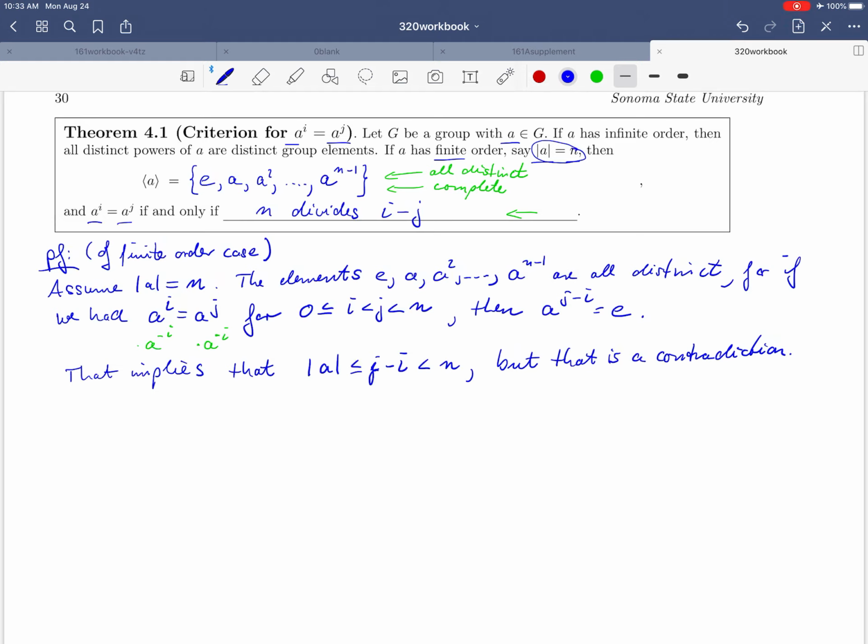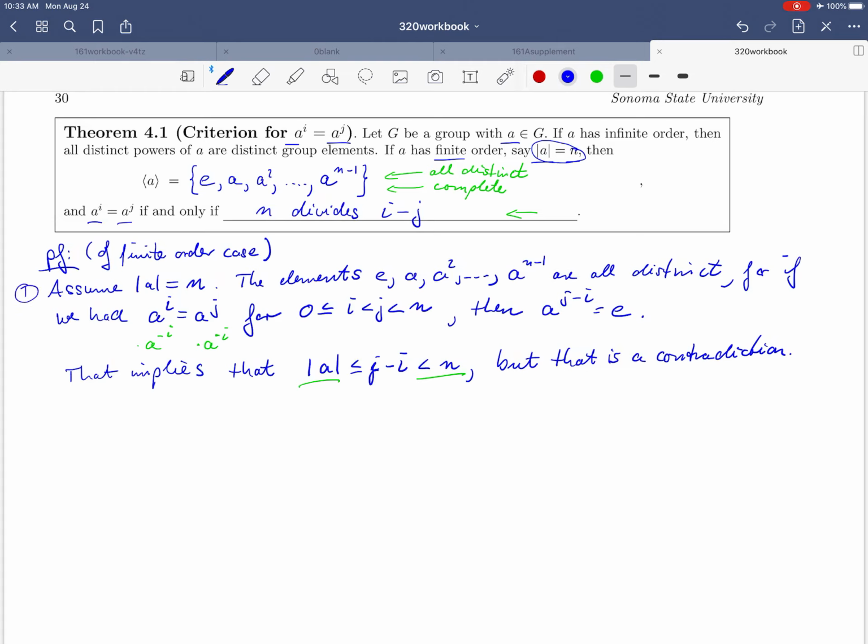Because we assumed that the order of A is n. And so now we have concluded that the order of A would have to be strictly less than n if A to the i was equal to A to the j for some i less than j less than n. So that covers the first part. So we can conclude all of those elements have to be distinct. Okay? Then do we have them all?